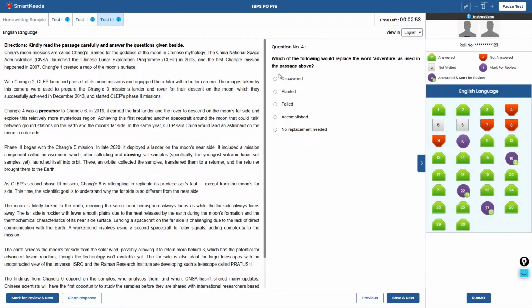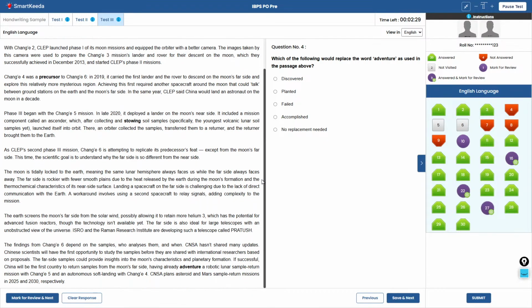Which of the following would replace 'adventure'? Where is 'adventure'? Discovered, planted, failed... Okay, 'having'. China will be the first country to return a sample, having already accomplished a robotic lunar sample return.